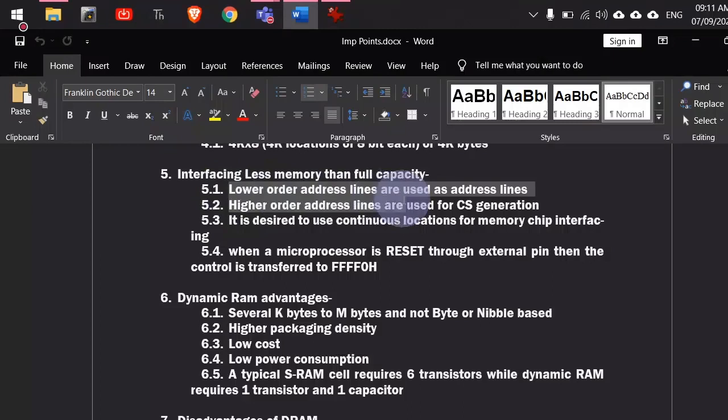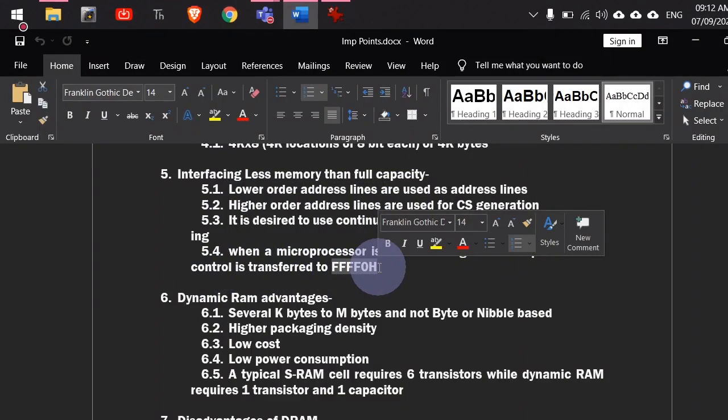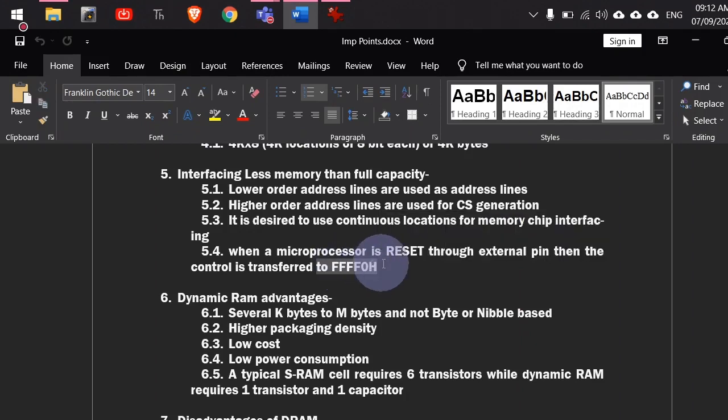One more important point: when a microprocessor is reset through the external pin, control is transferred to FFFF0H. This is also an important point to keep in mind. When you restart your computer, it starts reloading; the BIOS starts, then the operating system starts, and so on. Since some operations have to happen after restarting, the instructions for those are written somewhere. In 8086, we assume FFFF0H is the location where the operating set of instructions is written. So after hardware reset, the computer should start executing the instructions written at this particular address.